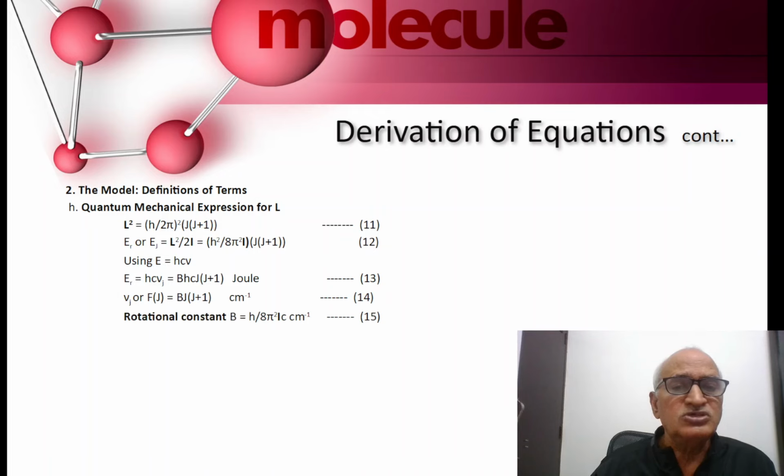Rotational constant B has the value h upon 8 pi square I c in reciprocal centimeter units. Now here I have shown the energy of various rotational levels, rotational quantum number J, energy in units of joule, energy in units of frequency.